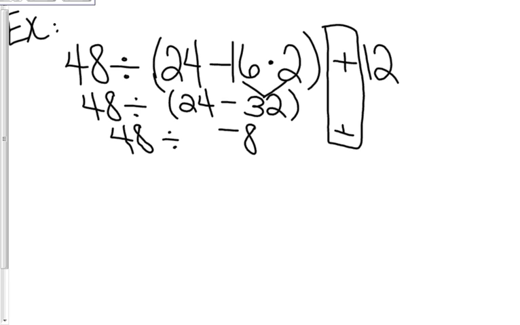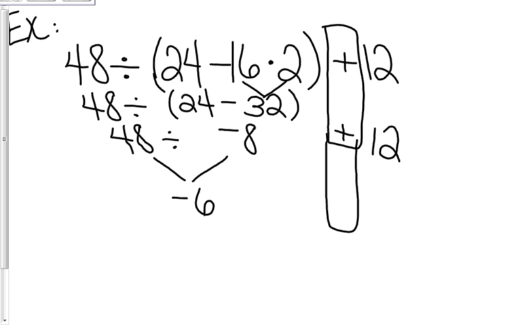And on the other side, we cannot forget about the plus 12. So 48 divided by negative 8, a positive divided by a negative, is a negative 6. And negative 6, let's extend our wall a little bit, plus 12 gives me a result of positive 6. So my correct answer is positive 6.